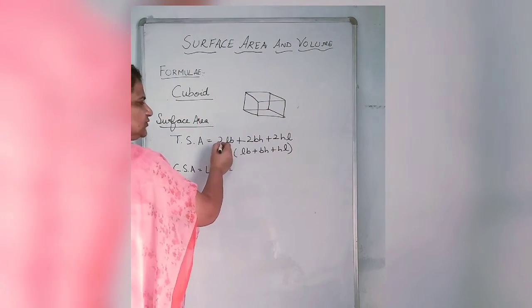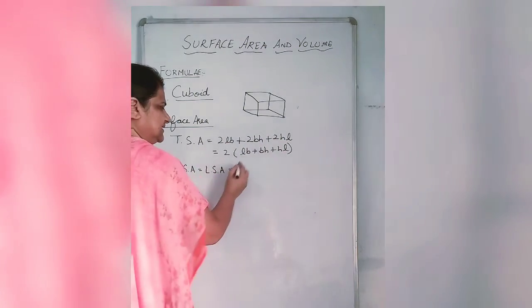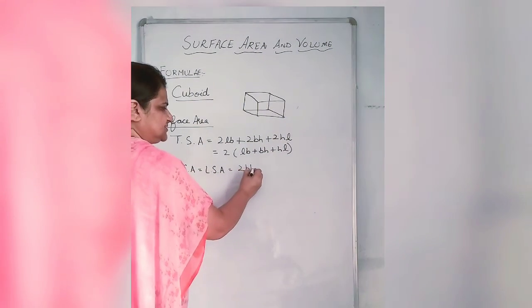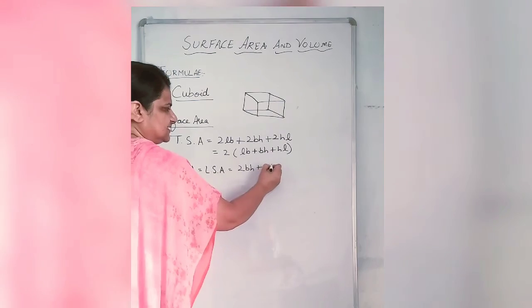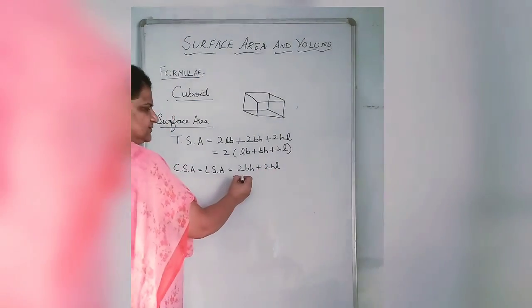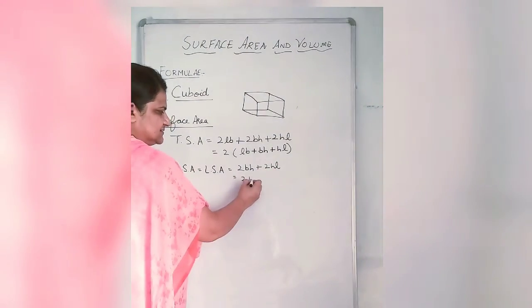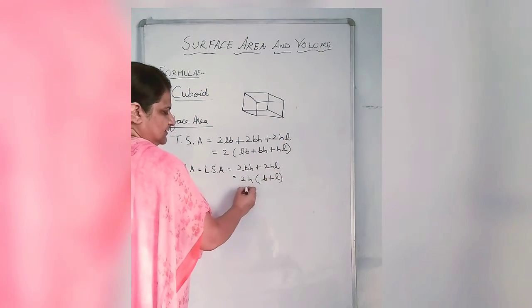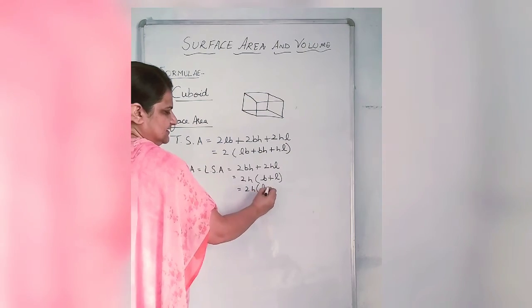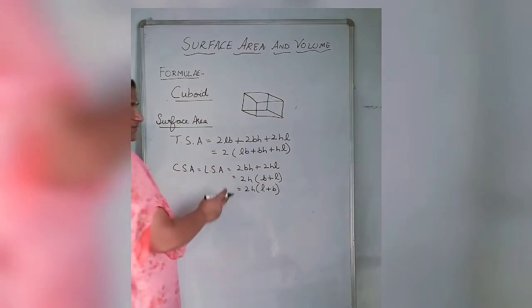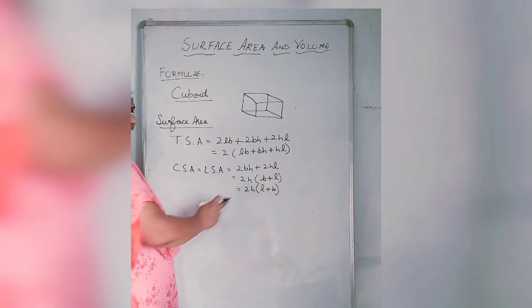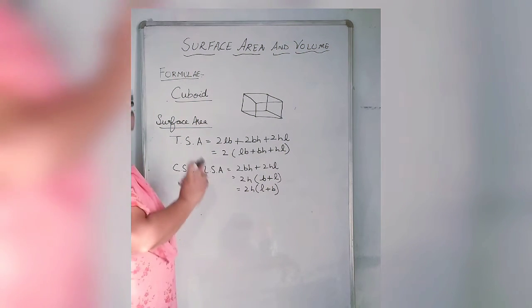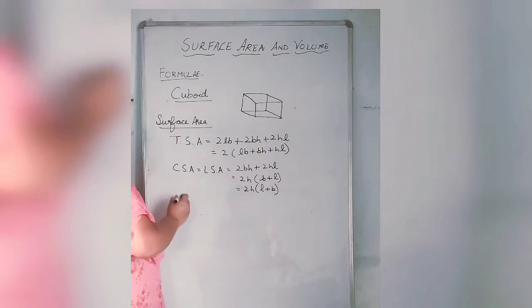So when I subtract twice LB from this area, I am getting twice BH plus twice of HL. Again, you can take 2 common and H is also common. Then I have B plus L, or twice of H into L plus B. So this is your lateral surface area of cuboid, which is area of 4 walls.